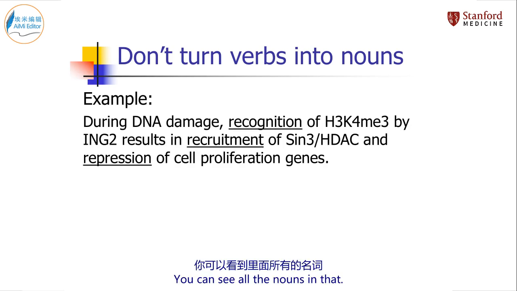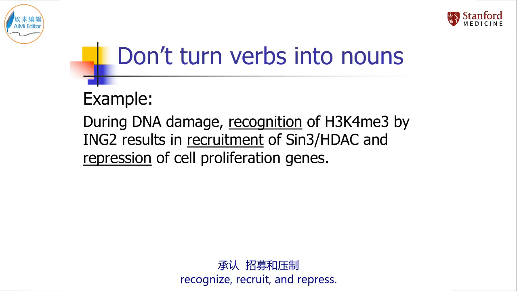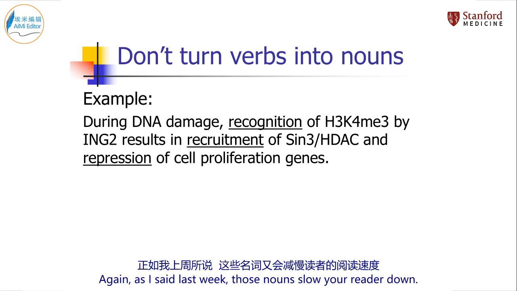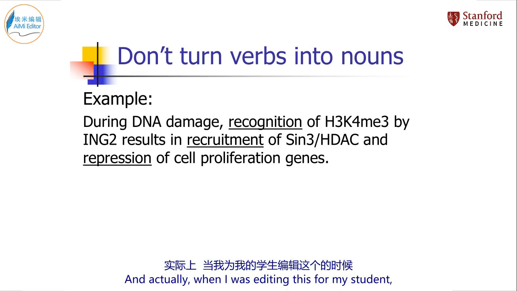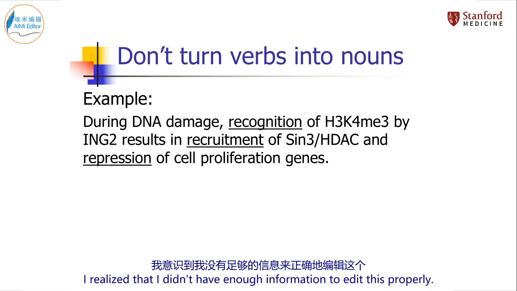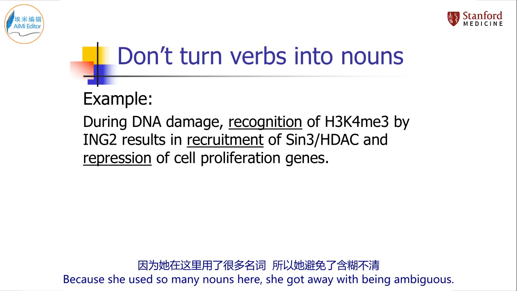You can see all the nouns in that. We have recognition, recruitment, repression, which could have been recognize, recruit, and repress. Again, as I said last week, those nouns slow your reader down. It's hard for your reader to follow what's happening because we don't have any action here. And actually, when I was editing this for my student, I realized that I didn't have enough information to edit this properly. Because she used so many nouns here, she got away with being ambiguous.